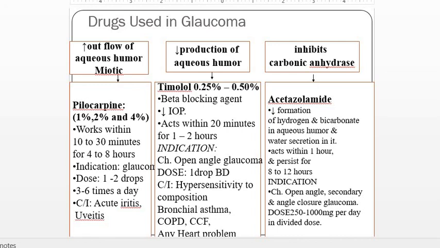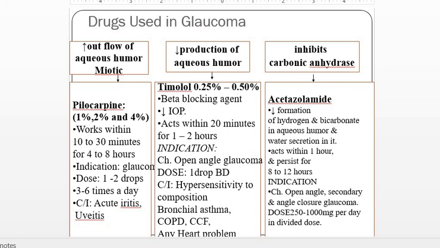The next is inhibiting the carbonic anhydrase, which includes acetazolamide. It is used to inhibit the carbonic anhydrase, which decreases the formation of hydrogen and bicarbonate in aqueous humor and water secretion in it. It acts within 1 hour and persists for 8 to 12 hours. Indication: chronic open angle, secondary and angle closure glaucoma. Doses: 250 to 1000 mg per day in divided doses.